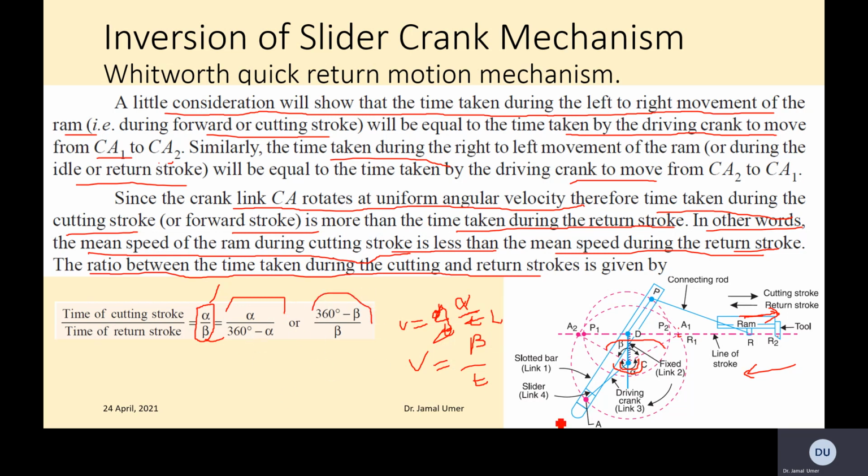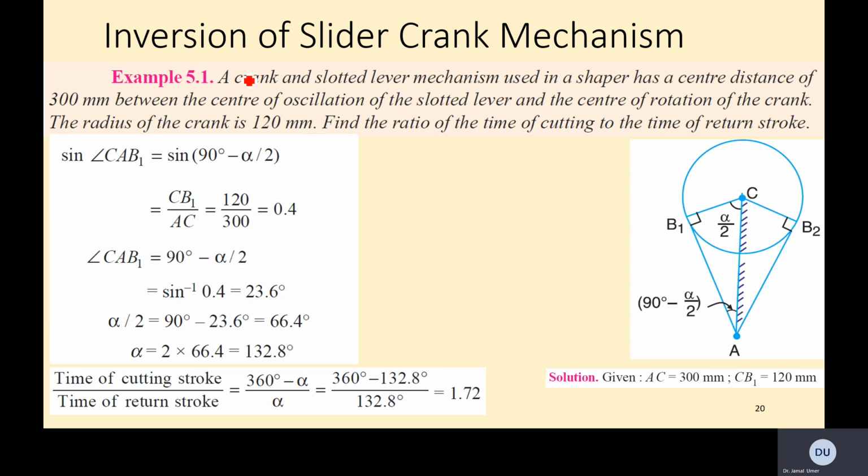That's what these two equations mean, because the sum of alpha and beta is 360. If you know one of the angles, you can work out the other angle, and then you can find the time ratio. All right, so this is the very first example, relatively easier.